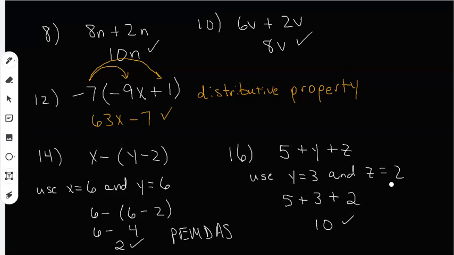So for these problems, all you're doing is evaluating expressions. You're taking variables, replacing them with the numbers that they tell you they are, and then you work it out until you get a regular number. So that's 14 and 16. And then the last two we're going to do today are going to be 18 and 20 on the next slide.